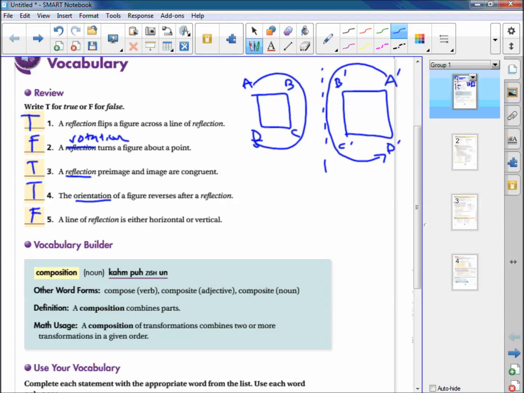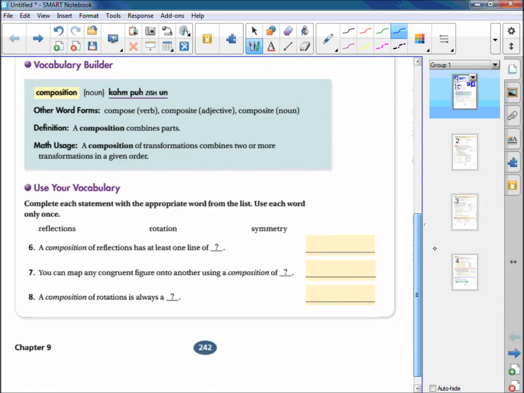Okay. All right. Vocabulary builder down here. We have composition. Other words for composition are compose, composite, and another one, composite as a noun. So our definition here, a composition combines parts. So math usage here, a composition of transformations combines two or more transformations in a given order. And usually the order matters. Okay. All right, so complete each statement with the appropriate word from the list and use each word once.